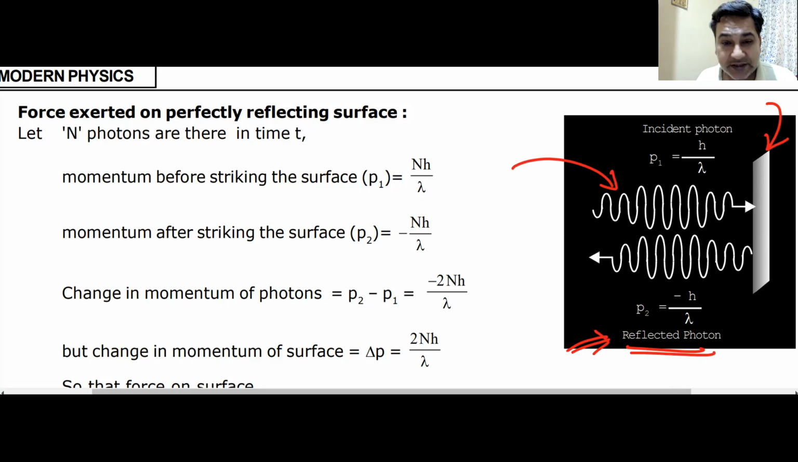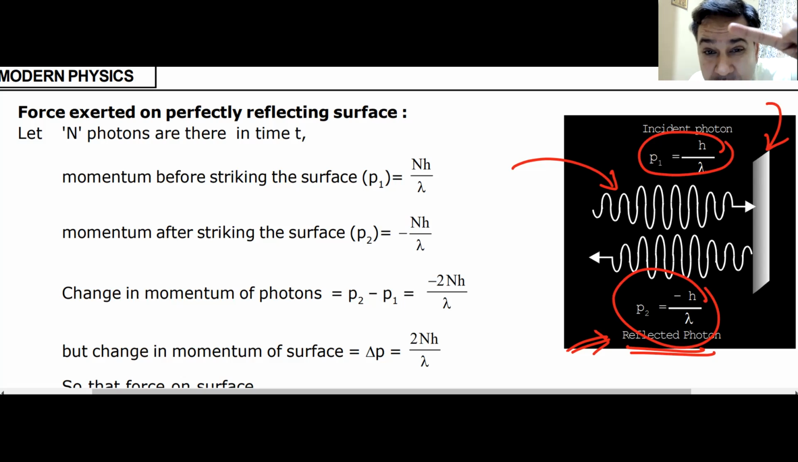Reflection. Reflected. So it strikes with a momentum h by lambda. Do we understand the momentum h by lambda? We have already seen the formula for momentum. Momentum is a vector. So if I take this as positive, this becomes negative. So the final momentum is minus h by lambda. So how much is the change in momentum? H by lambda minus (minus h by lambda). So it becomes 2h by lambda.